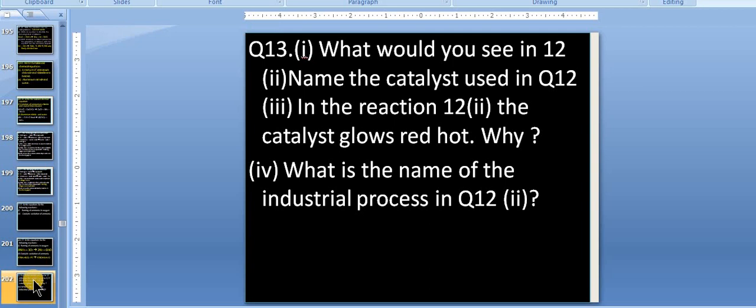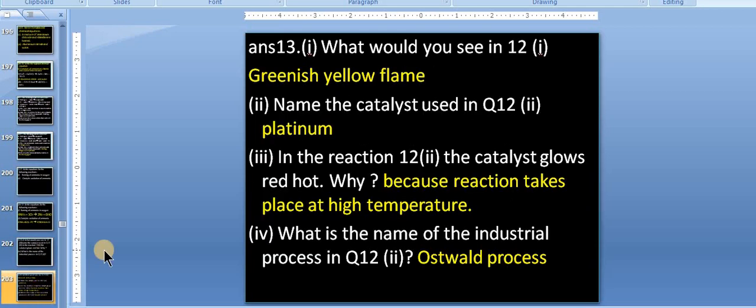So we will complete within 5-10 minutes. Don't worry. What would you see, the catalyst used and all that? I think you will do that. And this question was there: red hot copper. Why does the catalyst glow red hot? Because the reaction is exothermic.